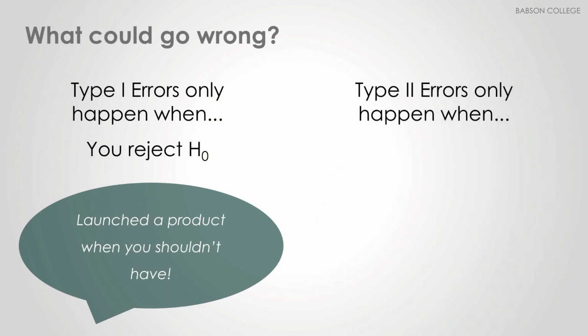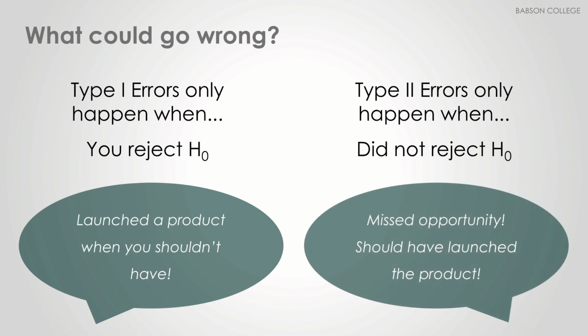A type 2 error can only occur when you do not reject the null hypothesis. The general implication here is of a missed opportunity. For example, you should have launched a new product, but the evidence from the test did not support that decision. Finally, hypothesis tests are complicated, but they can give you great insight to help you make better business decisions. So try to keep it simple.